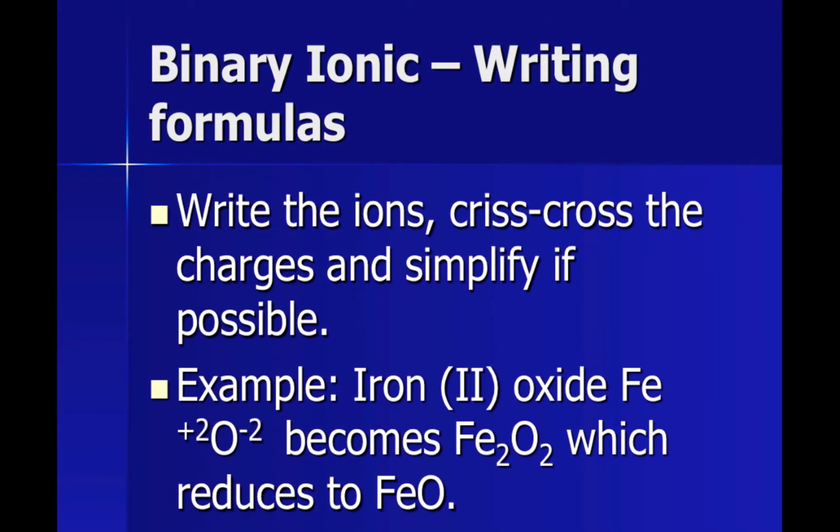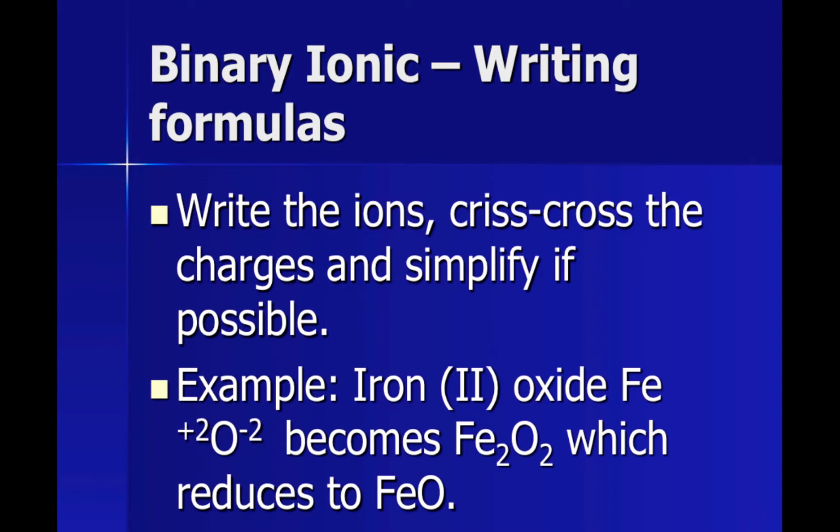For ionic stuff, we got two kinds of ionic stuff. We've got binary ionic stuff, which is 2 elements, remember binary. And then we've got ternary ionic stuff, which is when you've got 3 or more elements. All we're going to do is write the ions, crisscross charges, and simplify if possible. 3 steps. Write the ions, crisscross the charges, and simplify if possible.